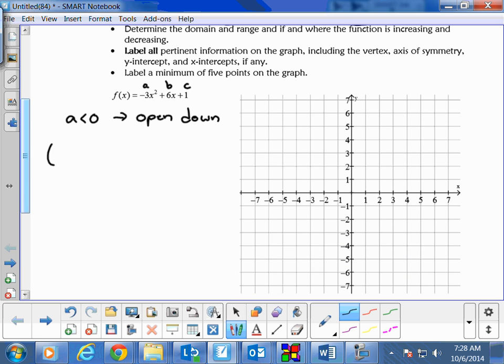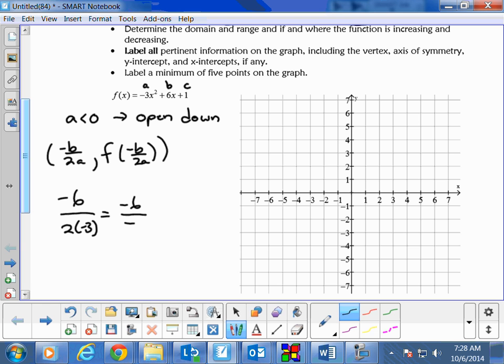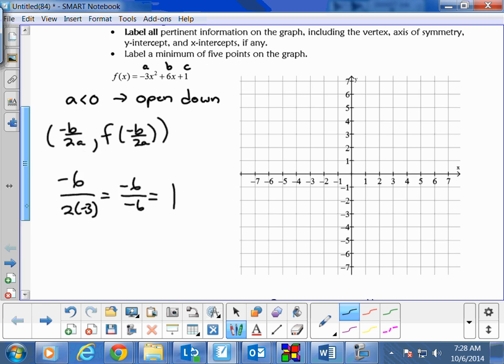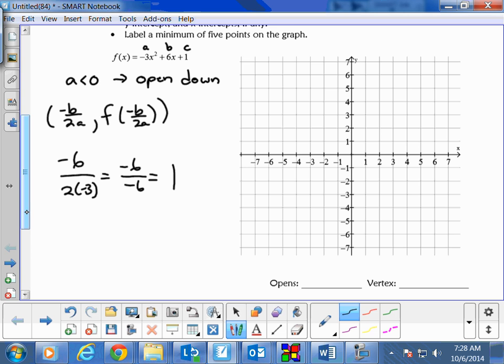Let me write it down in case you forgot it. Negative b over 2a, and the f of negative b over 2a. Now, lucky for us, this negative b over 2a, that means I'm going to take this value 6 and do negative 6 and do 2 times negative 3, which means I have negative 6 over negative 6, which means my value is 1.